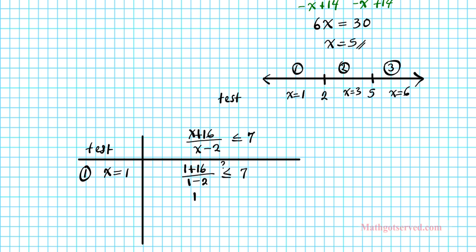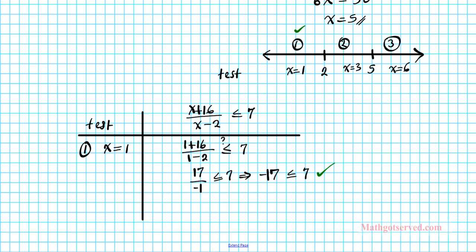1 plus 16 is 17. 17 over 1 minus 2 is negative 1. Is that less than or equal to 7? 17 over negative 1 is negative 17. Is negative 17 less than or equal to 7? The answer is yes. So interval 1 is good. This is part of our solution region. What do we do now?